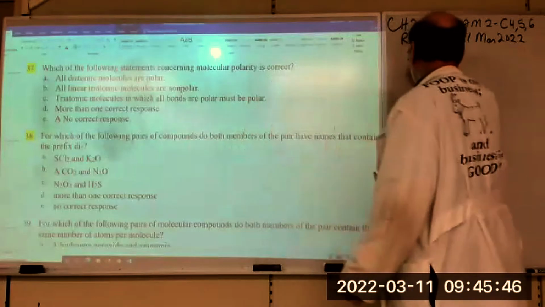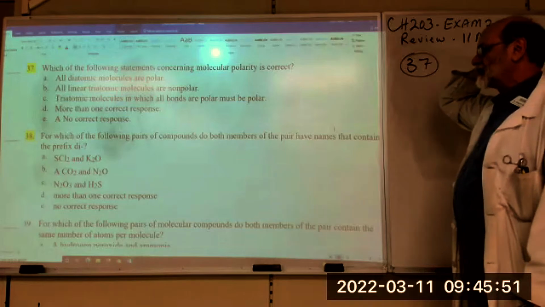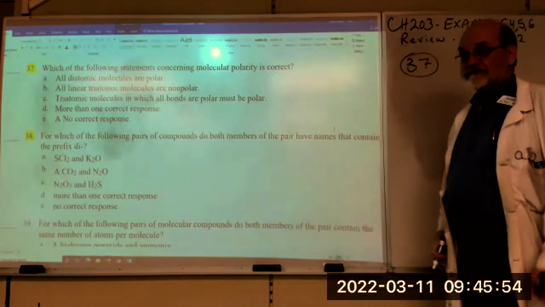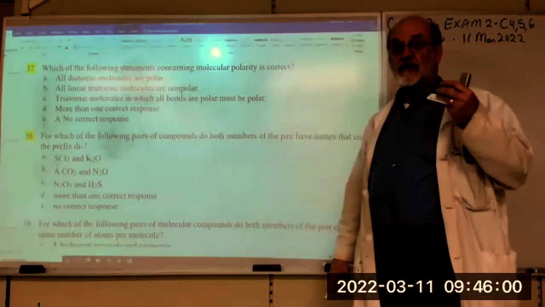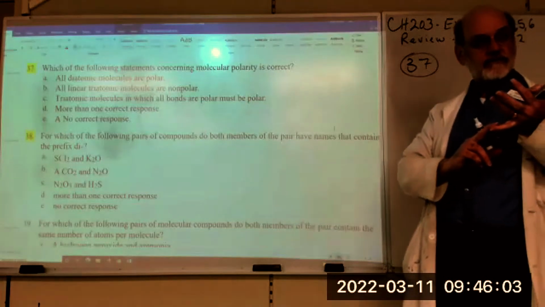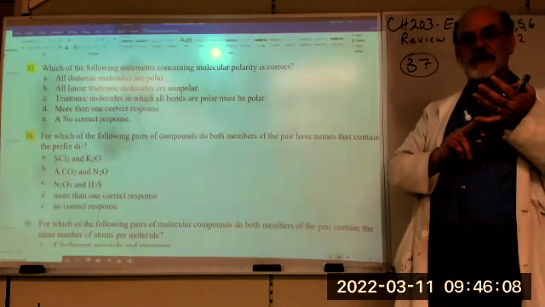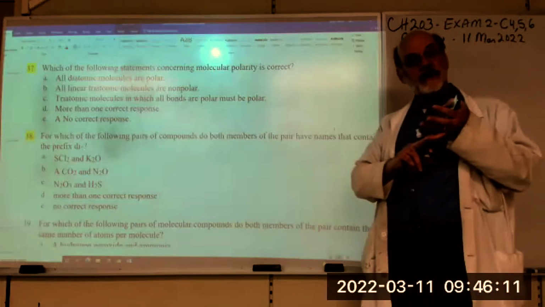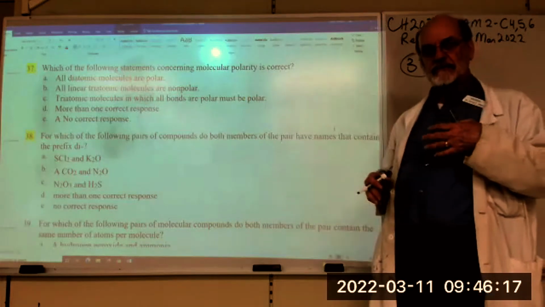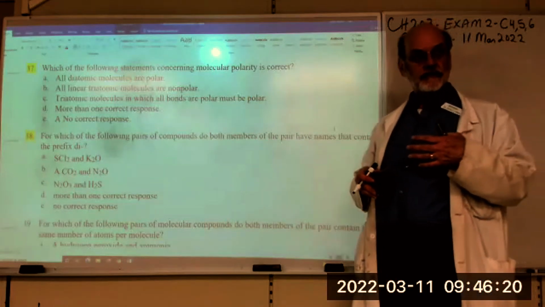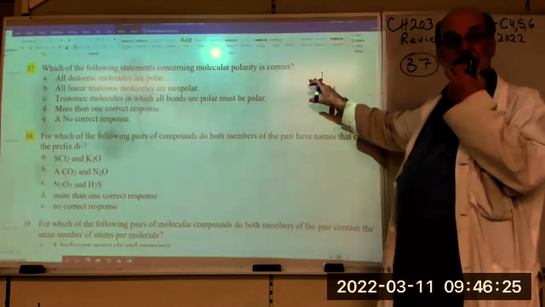37. Which of the following statements concerning molecular polarity is correct? Okay. How do we know the polarity of a molecule? Well, first, you have to draw the Lewis structure. Then you have to decide, are the bonds polar? Then you've got to look at the geometry. Do those polar bonds cancel one another out? Or is there a net dipole for that molecule? Okay, so of these answers, let's see which one satisfies.